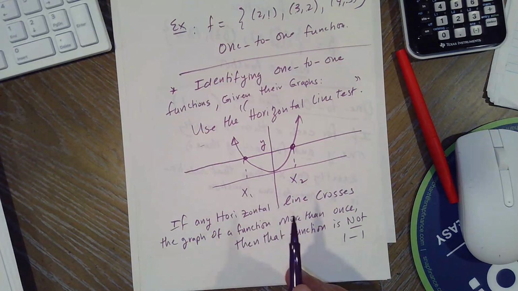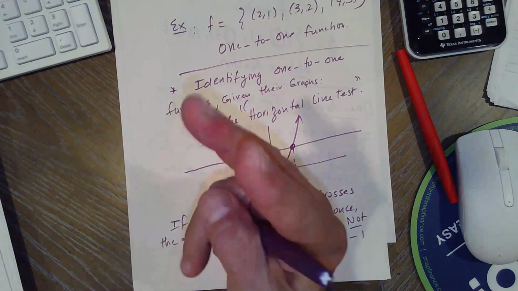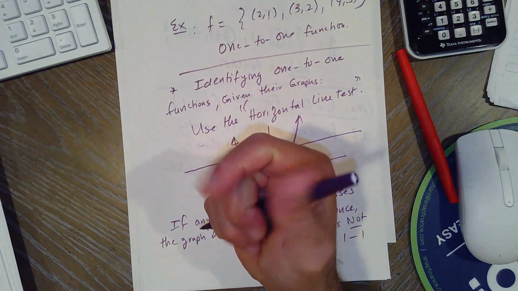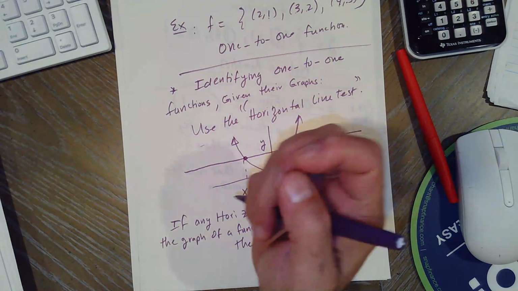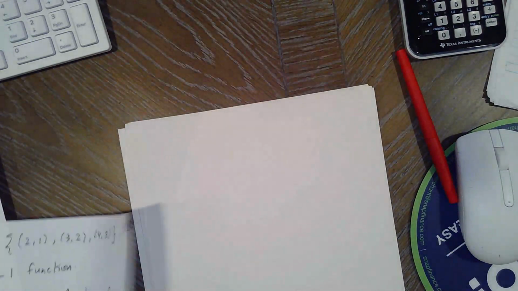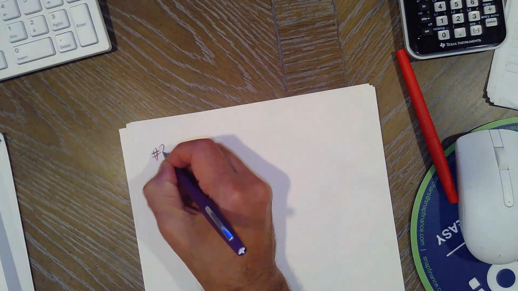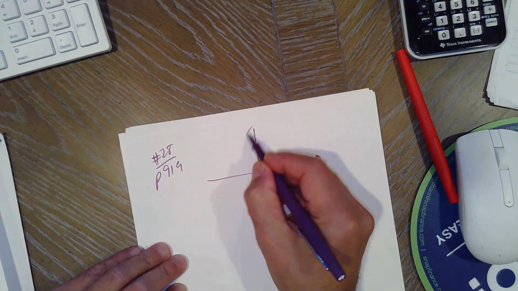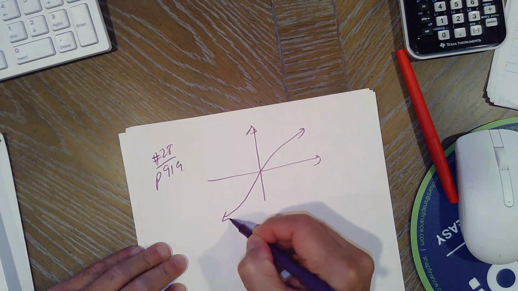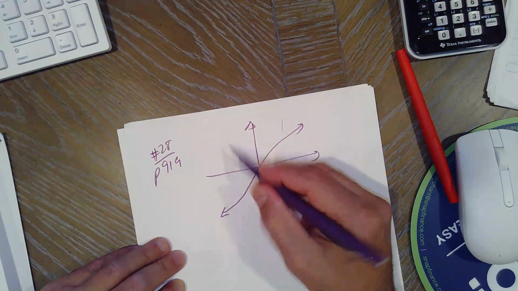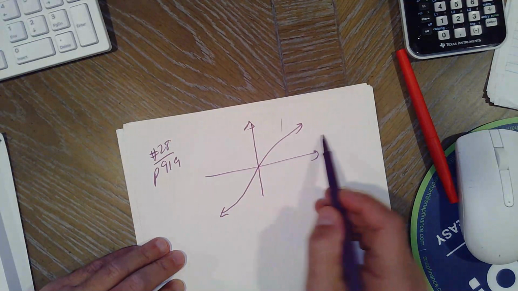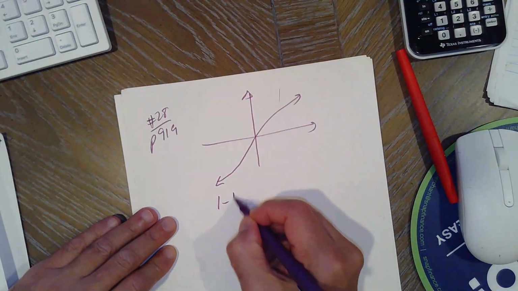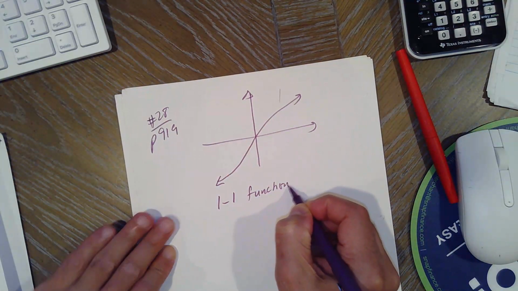So for any graph to be the graph of a one-to-one function, it must pass two tests, the vertical line test and the horizontal line test. So for number 28, page 919 in your book, is this the graph of a one-to-one function? Here it is. You can see that this passes the vertical line test. No vertical line crosses it more than once, and no horizontal line crosses it more than once. So it is the graph of a one-to-one function.